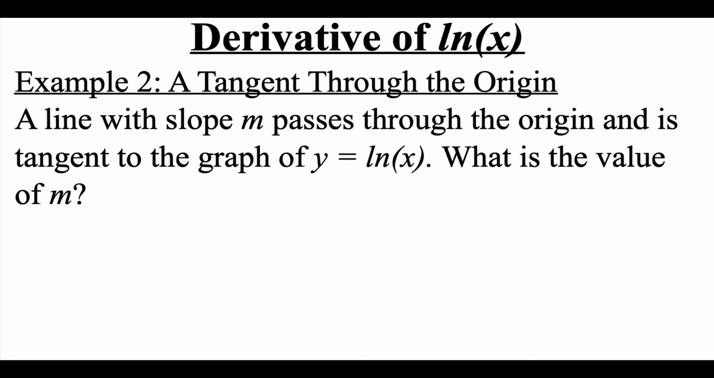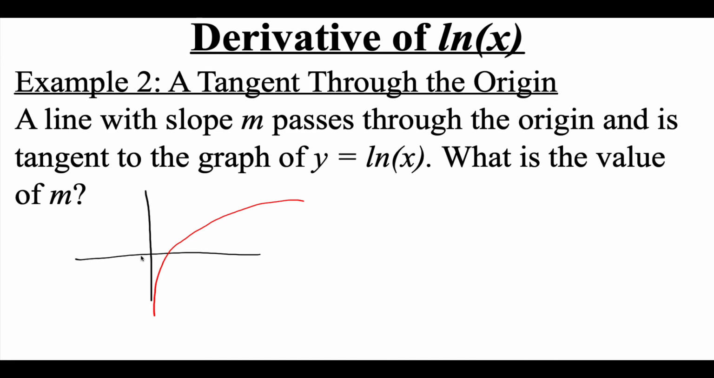Now this next example might be a little trickier. We're going to look at a tangent that goes through the origin. So we've got a line with slope m passing through the origin, and it's tangent to our graph of y equals the natural log of x. We want to figure out what the slope of this line is. Now, the first thing I want to look at is a graph of the natural log of x. So in general, the graph looks something like this.